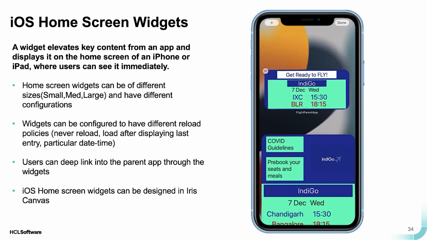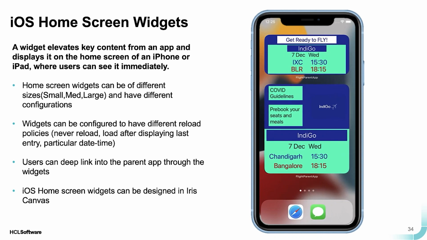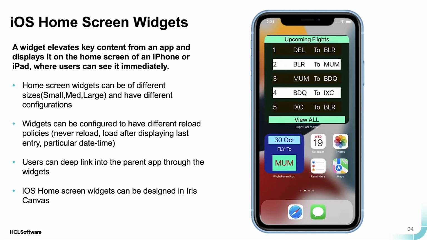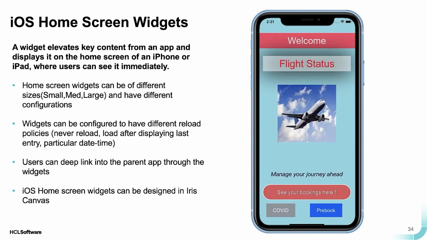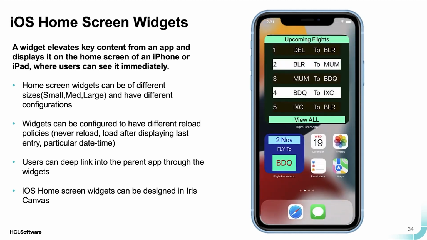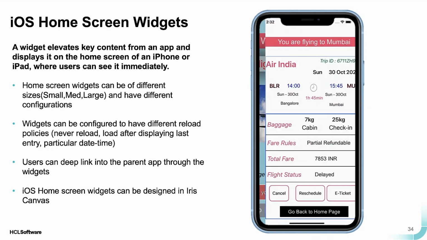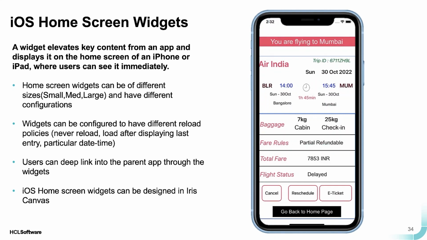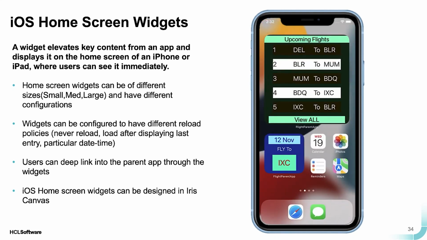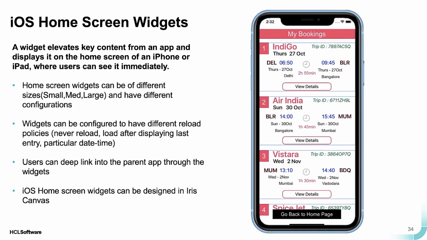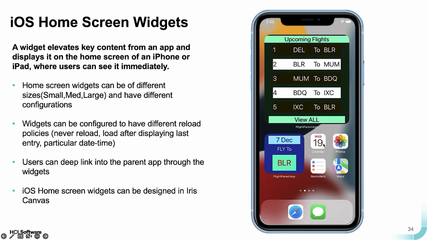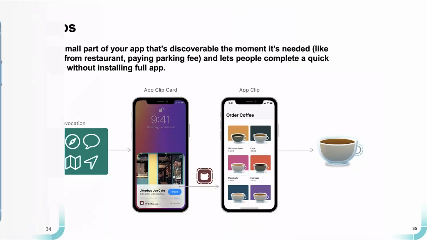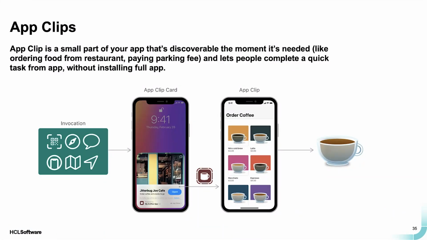I can deep link the parent app through the widget. So if I click that widget, it goes to a specific section of the parent app directly, right? And the home screen widgets can be designed from the Iris canvas itself. So all these features are available now as part of the home screen widget. Now let's move on to the next feature, app clip.